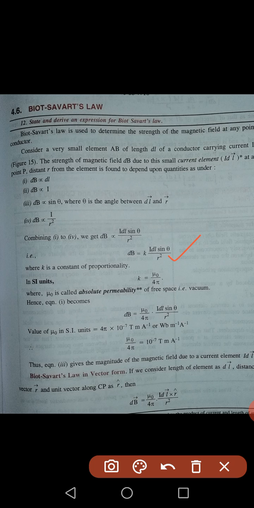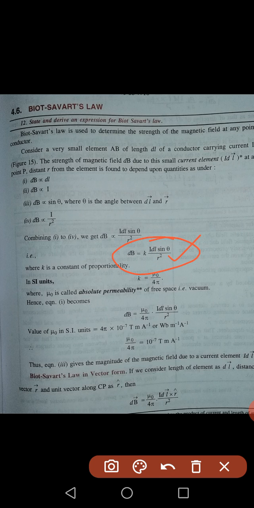Another thing, this Biot-Savart's law is in scalar form here. We can write it in vector form also. Simple one, just remember that for vector form, we'll write dB as a vector. If dB is a vector on the left hand side, on the right hand side also something should be a vector, at least one thing. Current is not a vector. So the only vectors on this side are the length dl and r.